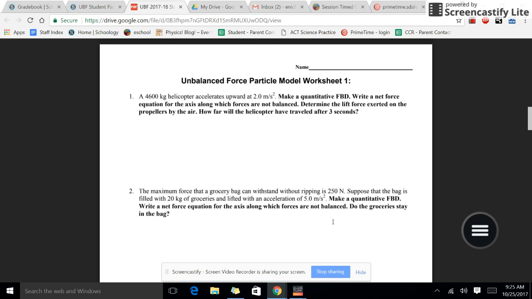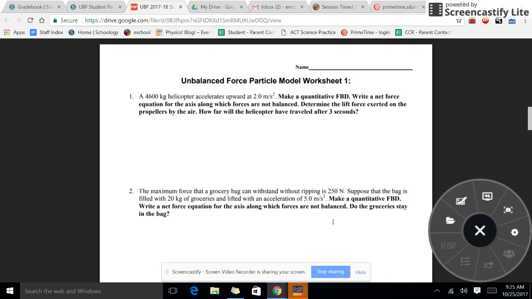Hi guys, I'm going to quickly go through an example problem for calculating unknown forces, going through the whole process of more complicated FBDs, okay? So here I am looking at our unbalanced force particle model, worksheet 1, because I needed a really long title apparently, okay? And I'm going to go through number 1.